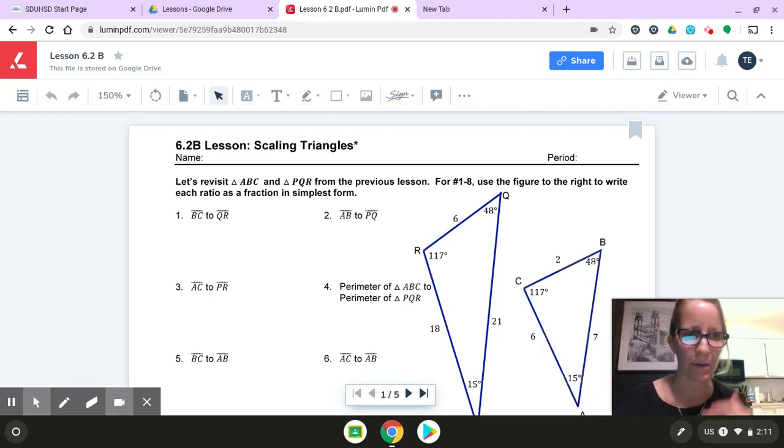Good morning, Math A. We are going to do lesson 6.2b, scaling triangles. So hopefully you have out your PDF or your lined piece of paper, or you're doing it digitally. Anyways, follow along the lesson as we go through it.